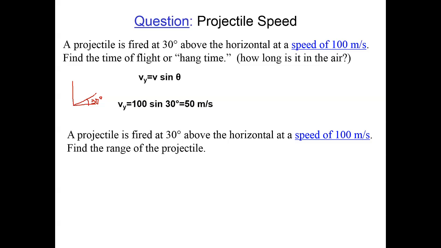Then how long does it take for its velocity to become negative 50 meters per second? Because we know that the speed in the y direction is the same when it lands as it is when it starts. So we set v final equal to v initial plus acceleration times time, and we solve for time. Our final velocity is negative 50 meters per second, 50 meters per second is our initial, and our acceleration is negative 10. So we solve this, and we get that it took 10 seconds for our projectile to hit the ground.